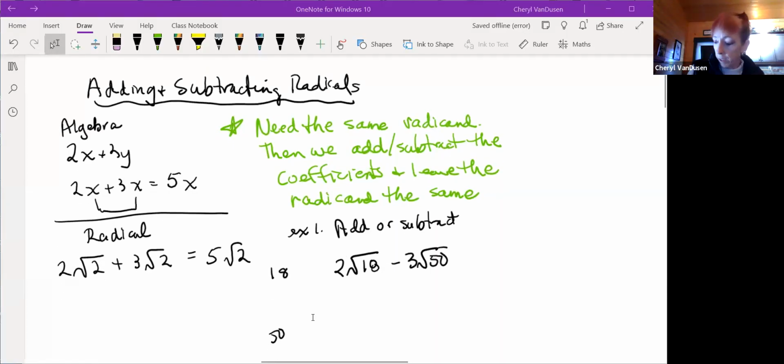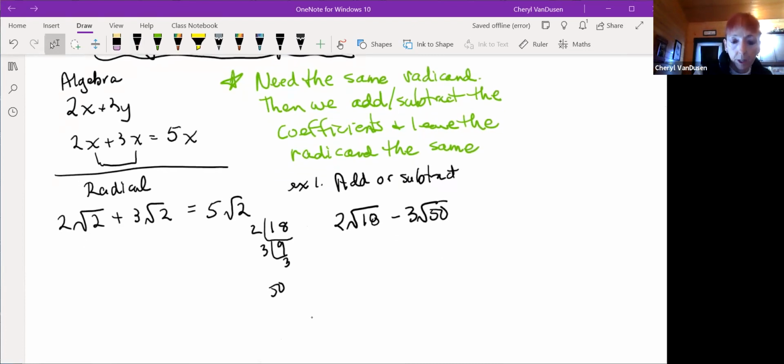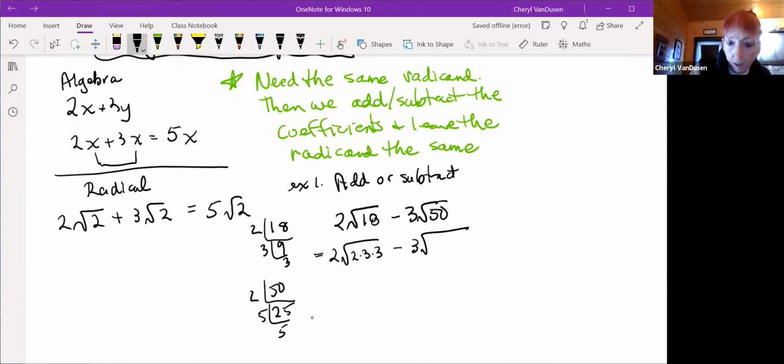Okay, so let's have a look at this. So I sent you off to do your prime factoring in your margins. So let's do that. Start by dividing 18 by 2. We get a 9. We divide by a 3 and get a 3. So we got 2 times 3 times 3. The 50, again, start dividing by the 2. Then we get 25 out, and then we get 5 in, because 3 doesn't go in, and a 5 out. Okay, let's put that all back into the question. So we get 2 times the square root of 2 times 3 times 3, minus 3 times the square root of 2 times 5 times 5.